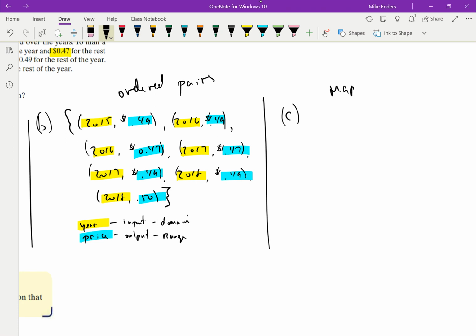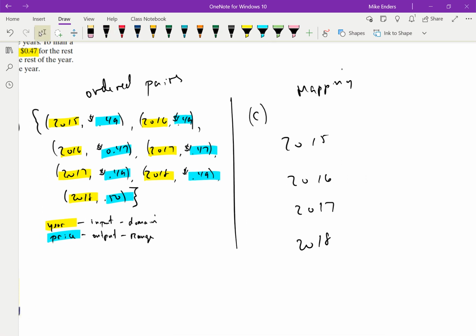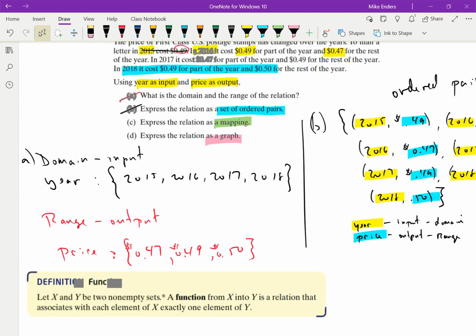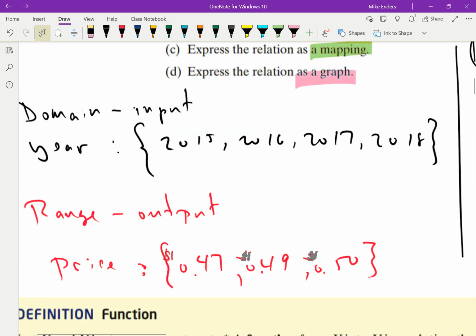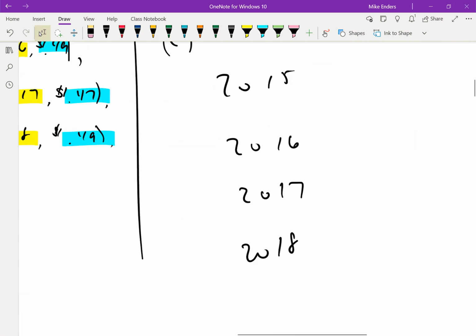And we're going to do the mapping over here in part C. In the mapping, we have this organic approach as far as what domains we're using. Our domains were 2015, 2016, 2017, 2018. Then, what are the prices that we had? If we go back over here to our domain and range, for our range we had 47 cents, 49 cents, and 50 cents. So we're going to write those over here.